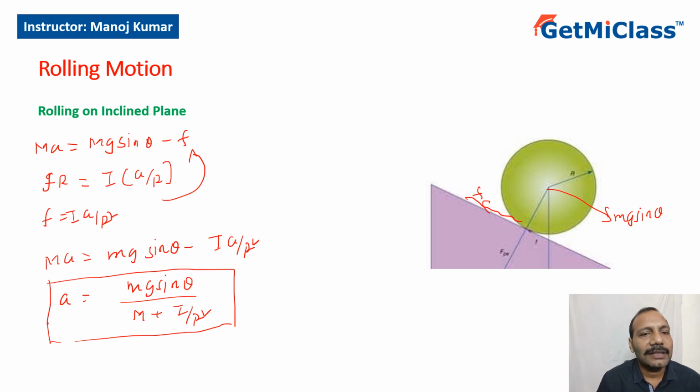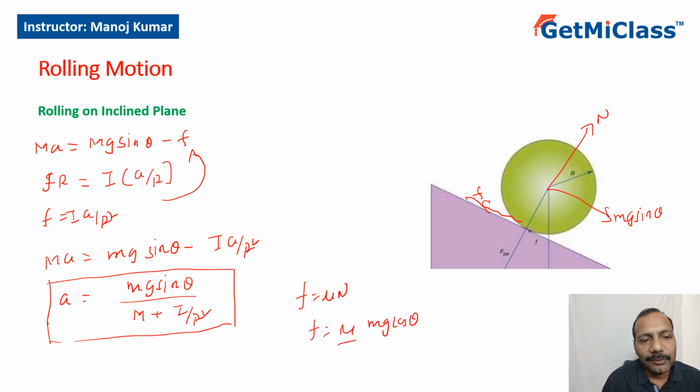And if I want to find the minimum coefficient of friction, what is N? N would be acting in this direction, normal reaction. So I have F equal to mu into N. So F equal to how much? Mu into N is mu mg cos theta. By using this, I can find what is the minimum friction required also.